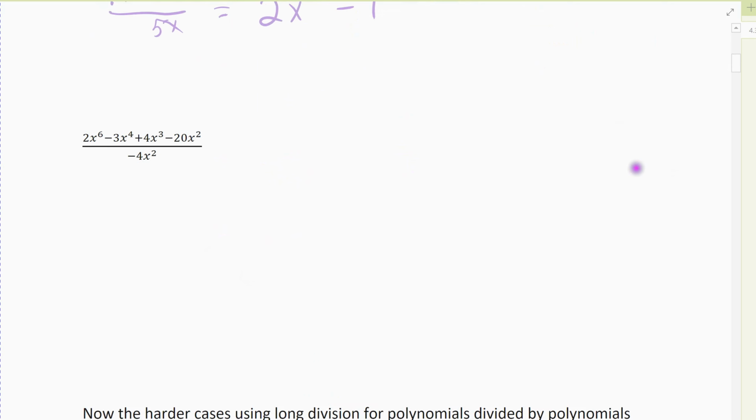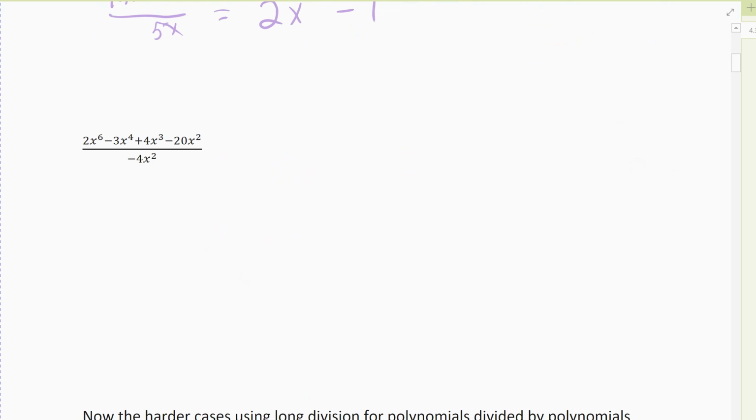Alright, so I'm going to do a second example. Same thing, it's just more terms, but it's the same process. It's like distributing; I'm distributing the division. So I rewrite it and I divide every single term by my 4x squared. So my 2x to the 6th divided by my negative 4x squared, my 3x to the 4th divided by my negative 4x squared, and so on. And then you simplify. The hardest part is just making sure you're careful when you simplify.